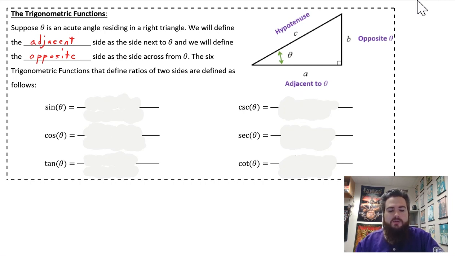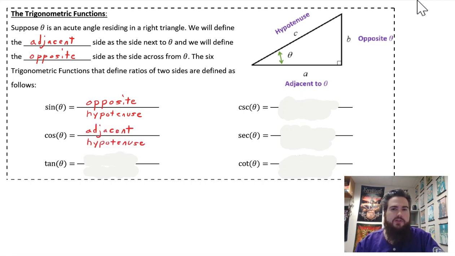Sine is defined as the ratio of the opposite side over the hypotenuse side. Cosine is defined as the adjacent side over the hypotenuse side. And tangent would be defined as the ratio of the opposite side over the adjacent side. Those 3 trig functions are the primary 3 trig functions you're going to see in this course.